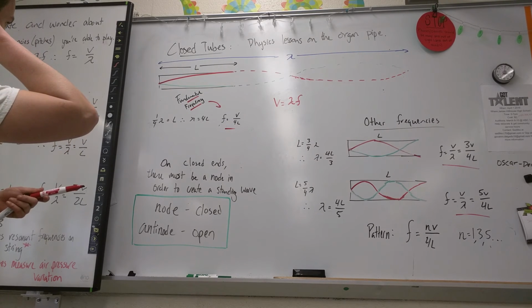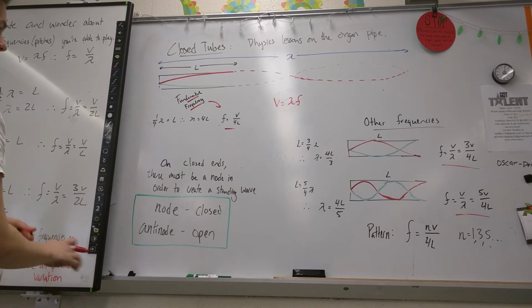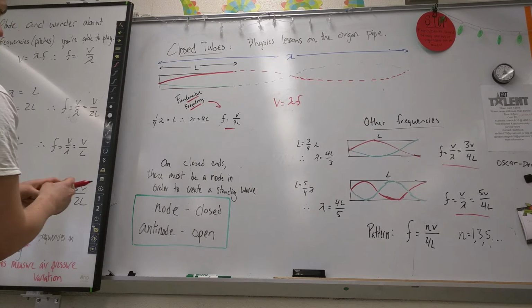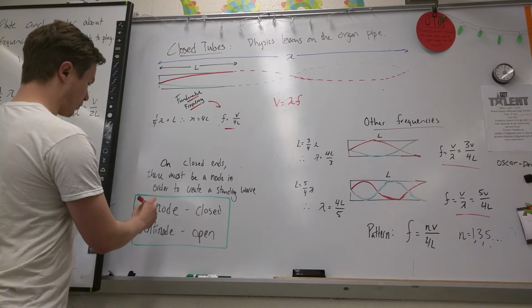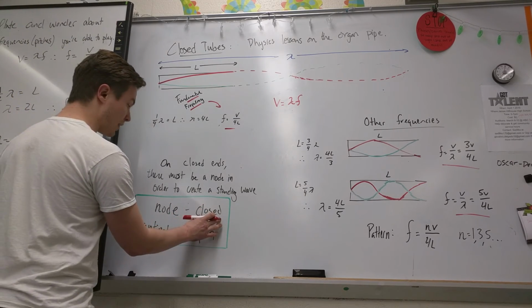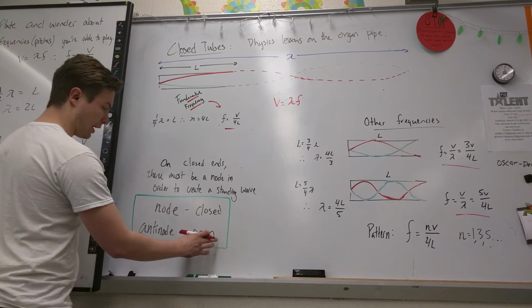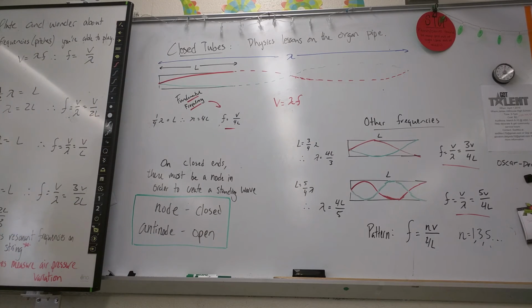A thing to note here, hopefully this is making sense. If you're looking at a closed open tube system, just remember at a closed end you need a node, and at an open end you need an antinode if standing waves are achieved.